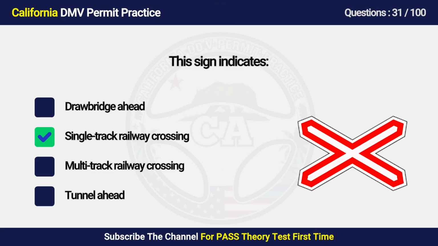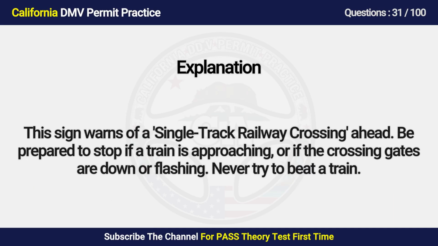Answer is B. Railway crossing. This sign warns of a railway crossing ahead. Be prepared to stop if a train is approaching or if the crossing gates are down or flashing. Never try to beat a train.